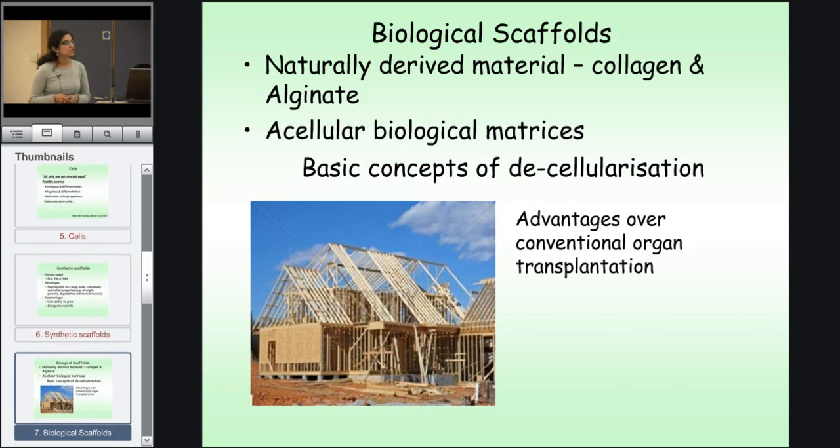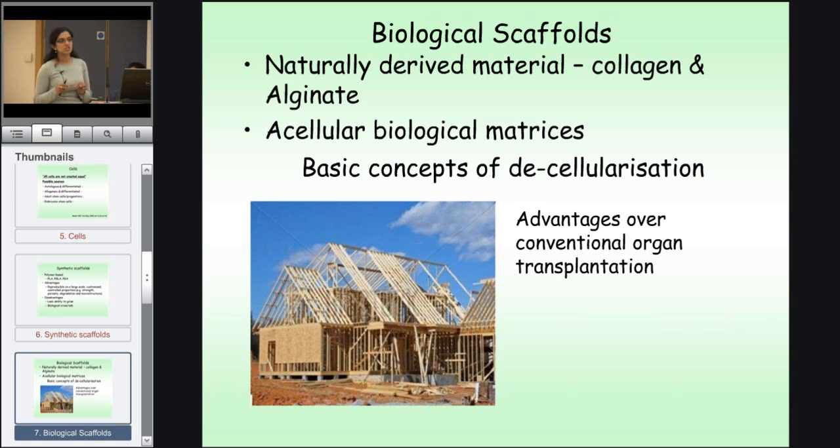If we turn our attention to biological scaffolds, there are 2 main groups. One are scaffolds that have been made using biologically derived material, that's collagen and alginate. Alginate is basically seaweed. Or those that are known as acellular biological matrices. The difference here is that these have used a pre-existing piece of tissue. They've taken that tissue and turned it back into a scaffold.